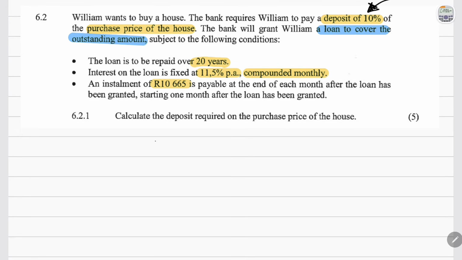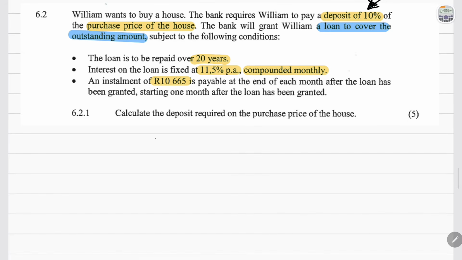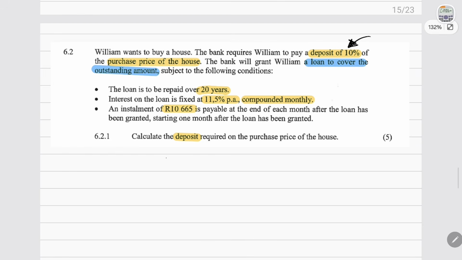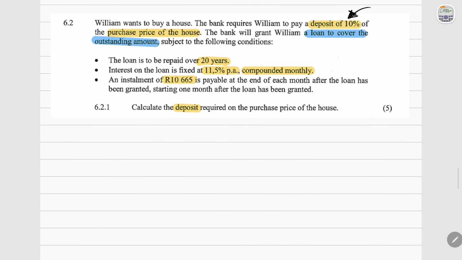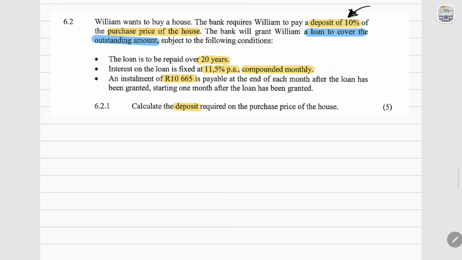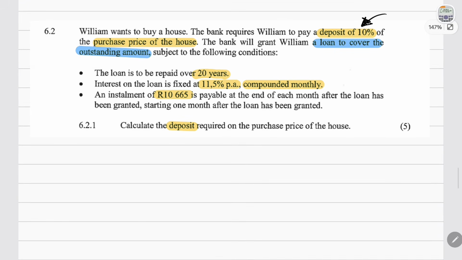Then they say 6.2.1, we need to calculate the deposit required on the purchase price of the house. So we need to find that deposit that they spoke about, the 10%. Let's just break this down first, because it seems like it's just a case where you find the purchase price of the house, and then you say, what is 10% of that? But we need to stop and think about this quickly, because what they say is that the bank is only giving him a loan on the outstanding amount.